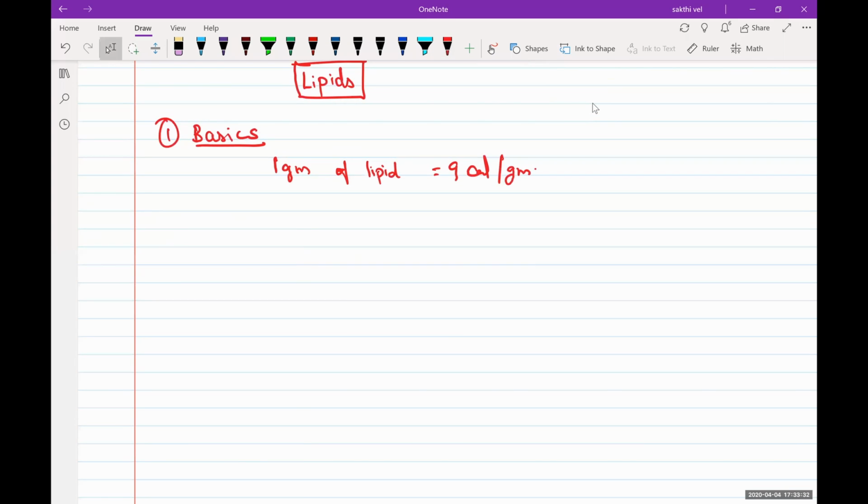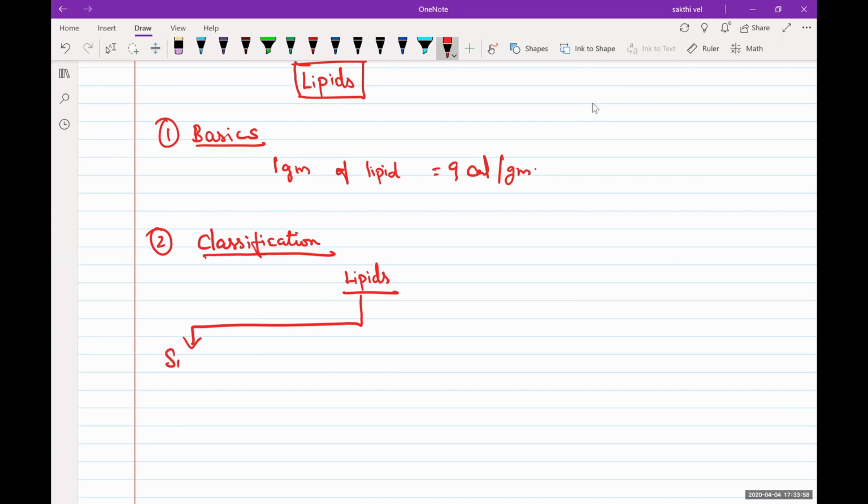Apart from that, classification of lipids is pretty important. In that classification of lipids, I'm going to write simply what you need to know. Your lipids are classified into basically how many types? 3 types. And what are they?